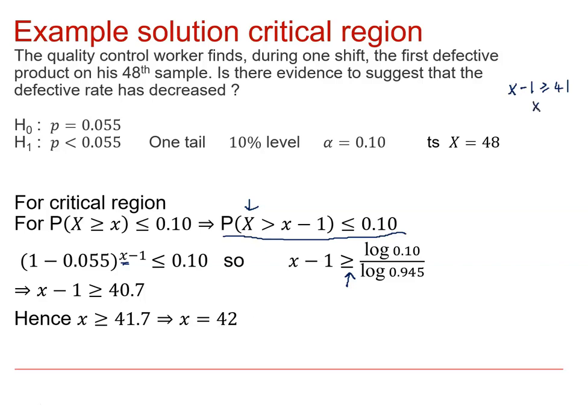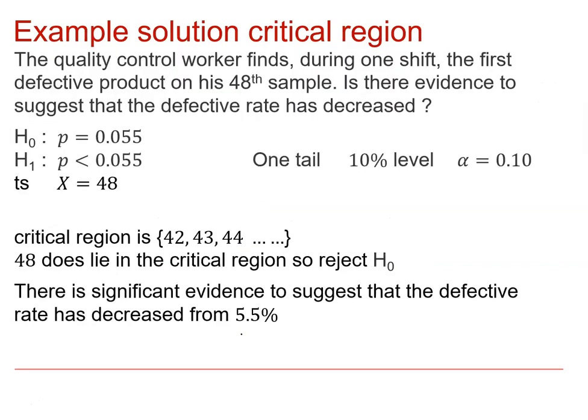I know it's slightly confusing, but with GeoGebra, we also ended up with x being greater than or equal to 42. That means that 42 is the first point at which we need to find the first effective product. For the probability of our first effective product occurring at a point beyond 42 samples, that probability is less than 10%. And so 42 is the beginning of our critical region for this test.